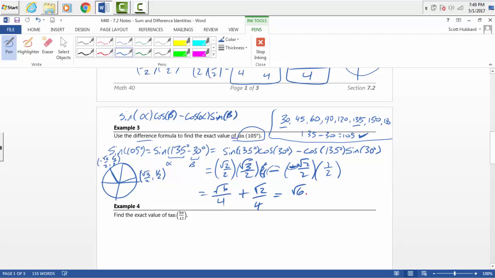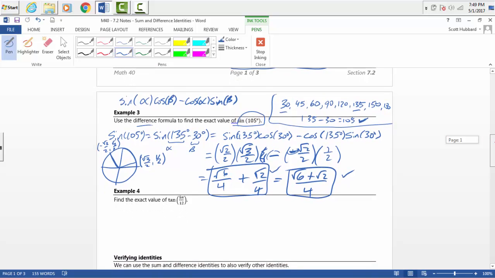And so we can combine those: root 6 plus root 2 over 4. I don't really care either way. If you left it this way, that's fine. Okay, again, just using the identity and making sure we know a unit circle.